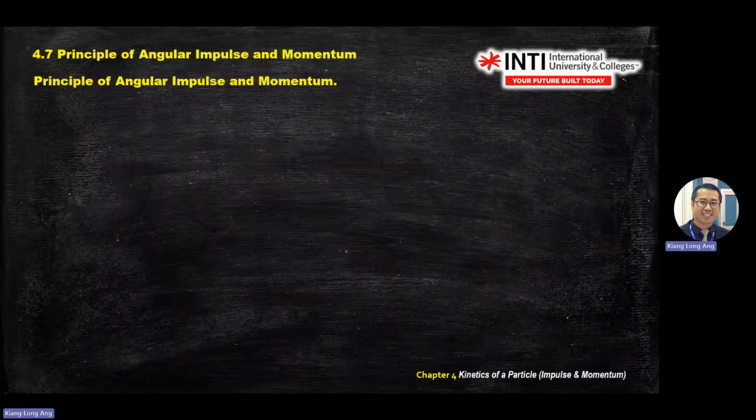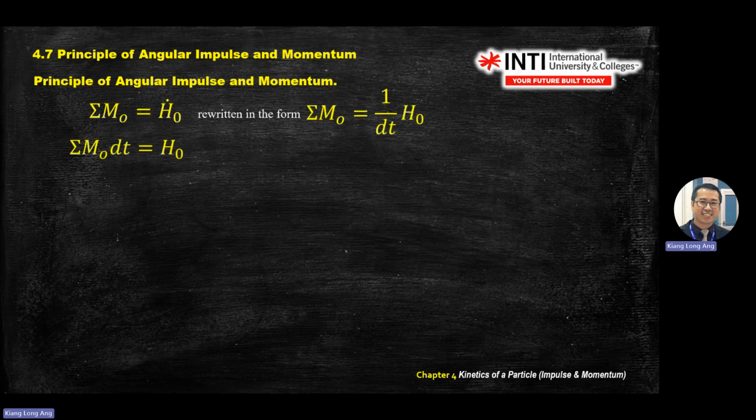Then they also have a principle. It's the same, but by looking at the name, you already know what equation you should use. The principle of angular impulse and momentum means it involves angular impulse and momentum. Angular impulse is your right hand rule. Moment is F multiplied by D. So you rewrite your equation: moment equal to the rate of change of your angular momentum, H dot.